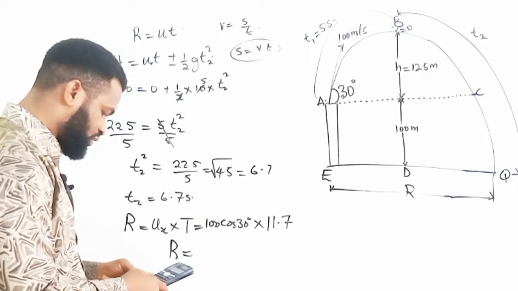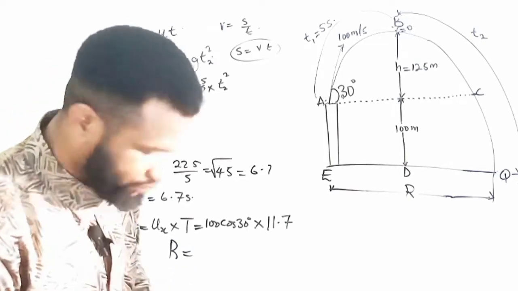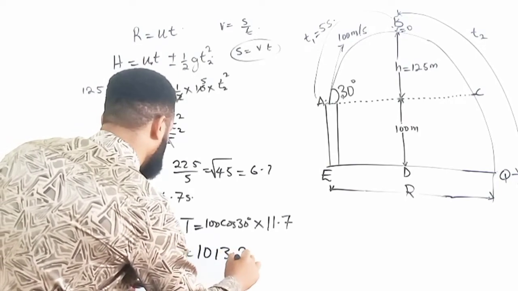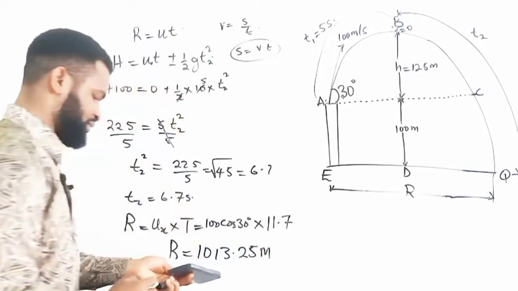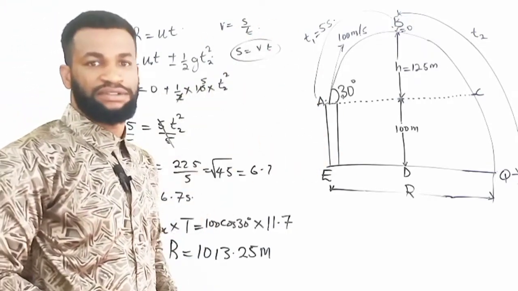So R is going to be equal to 100 cos 30 times 11.7. And this is going to be 1013.25 meters. That is the distance it moved from that place.